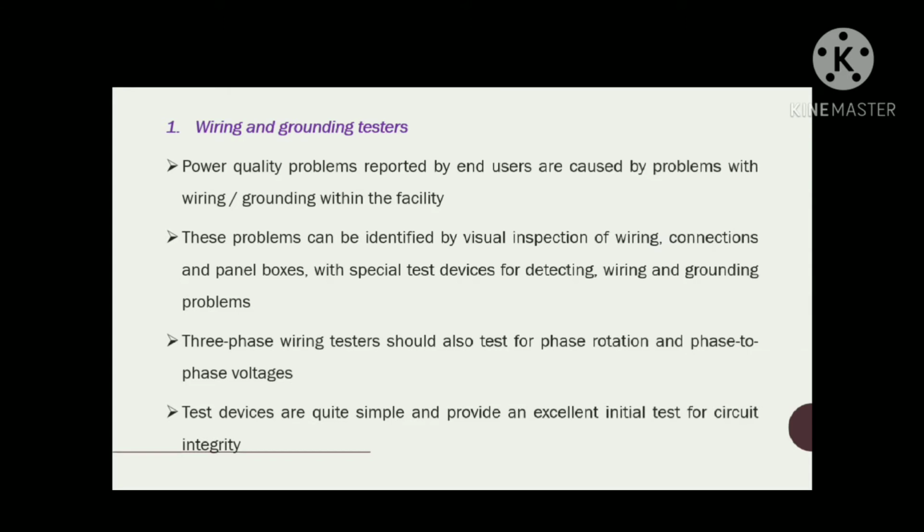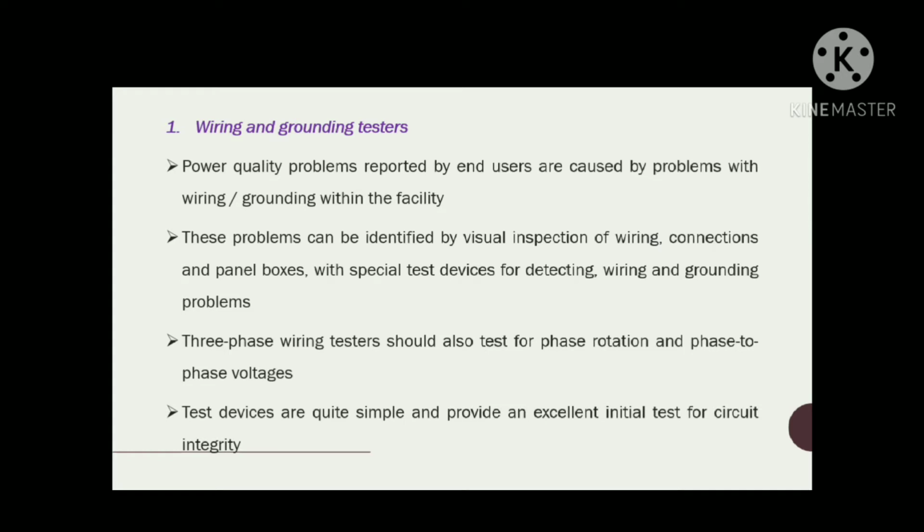First we move on to wiring and grounding testers. Many power quality problems reported by the end users are caused by problems with wiring and grounding within the facility. These problems can be identified by visual inspection of wiring connections and the panel boxes, and also with special test devices for detecting wiring and grounding problems.